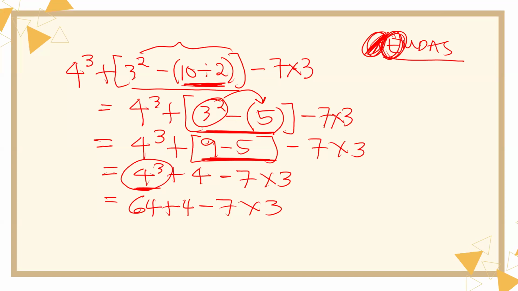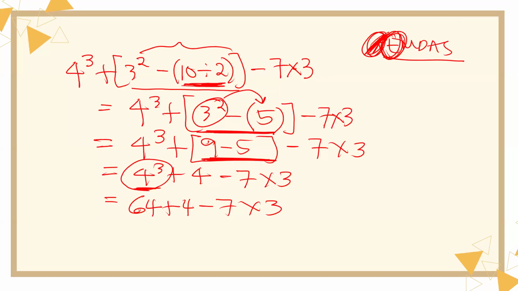Then, what do we do next? So we have this now. And then we continue. So we're done with the exponential expressions. Then we do multiplication and division from left to right. Incidentally, this is our only multiplication expression. So that's 64 plus 4 minus what's 7 times 3?